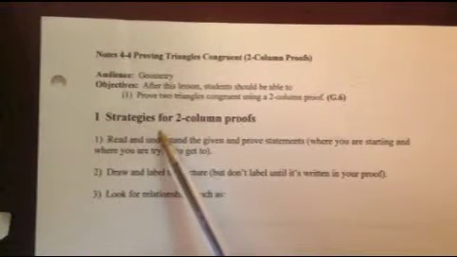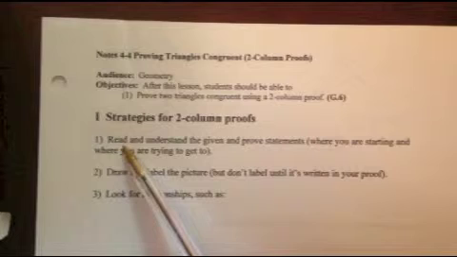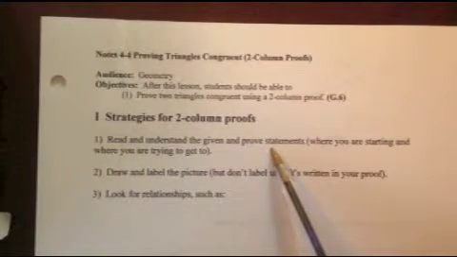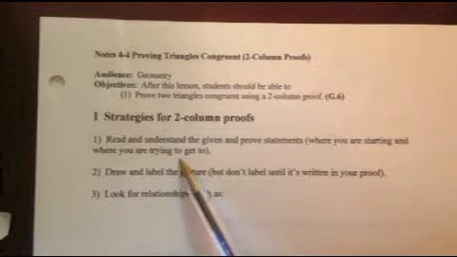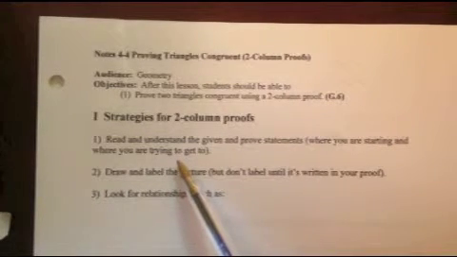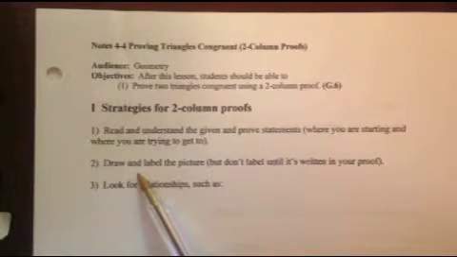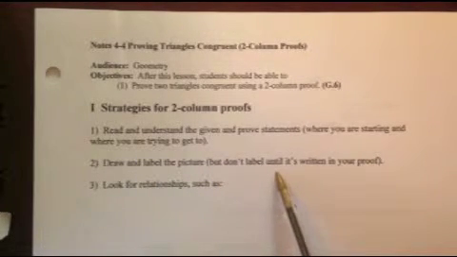Okay, so here are the strategies for a two-column proof. Step one, and this is going to sound really obvious, read and understand the given and the prove statements. Where you are starting, where you're trying to get to. If you don't know where you're trying to go, how are you going to know when you actually end up there? So understand where you start and where you need to finish. Step two is to draw and label the picture. And I say don't label it until it's written in your proof. I'll come back to that in a second.